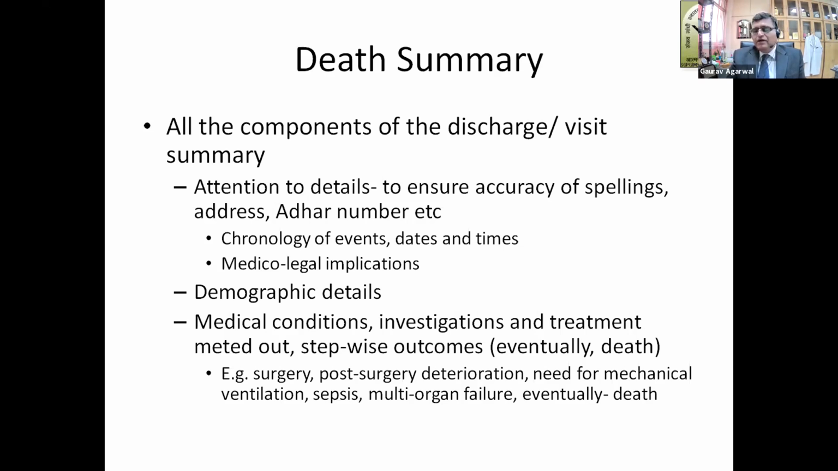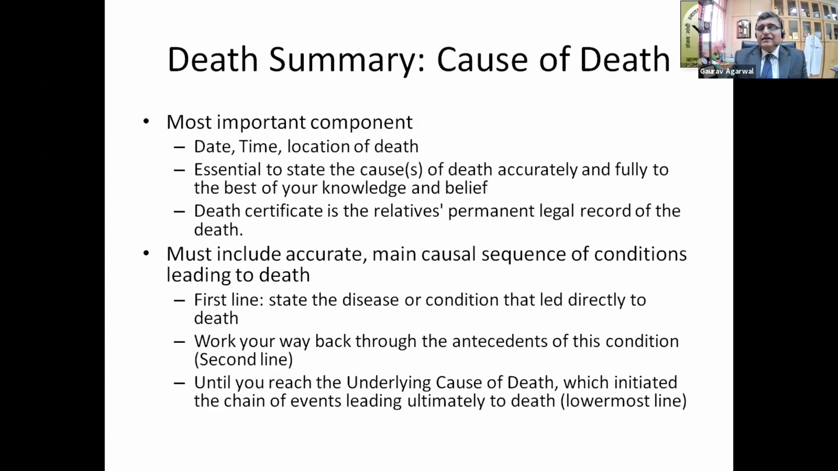When did it happen? Did the patient require mechanical ventilation? Did the patient go into sepsis or multi organ failure? Whether the patient had a waxing and waning course or an improving and deteriorating course, and eventually what led to the death of the patient. These are all the things which are required in the death summary. Cause of death is perhaps the most important, the most crucial, the vital part of a death summary.